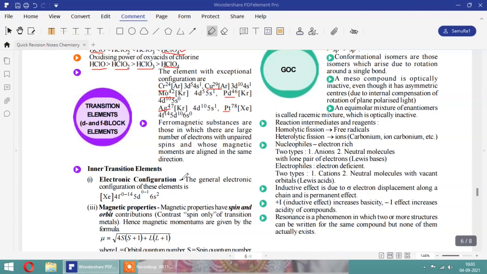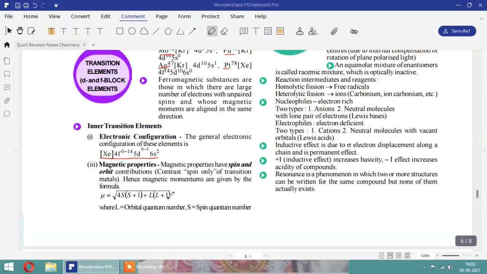Inner transition elements: the configuration is xenon inert core, 4f 0 to 14, 5d 0 to 1, 6s2. Magnetic property: if the compound is paramagnetic, then mu equals the square root of 4S(S+1) plus L(L+1), where L is the orbital quantum number and S is the spin quantum number.